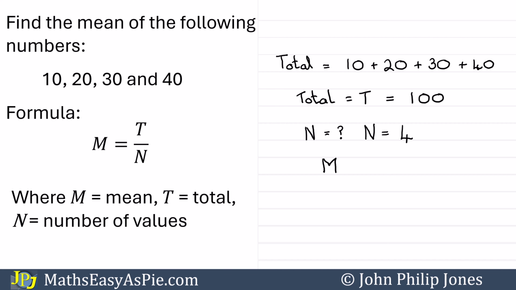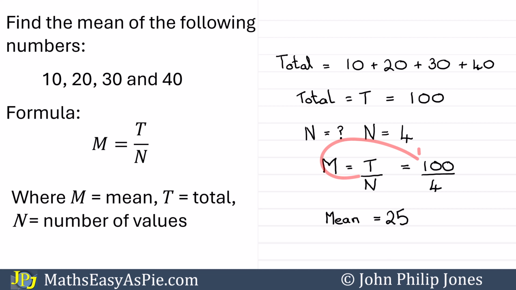We can now use the formula, which is m equals t divided by n, which is 100 divided by 4. Consequently, m, which is the mean, will equal 25, which is the 100 divided by the 4. And of course, this 100 was taken from here, and this 4 was taken from this position. And the 100 divided by the 4 is clearly 25. So we have the mean, more accurately called the arithmetic mean.